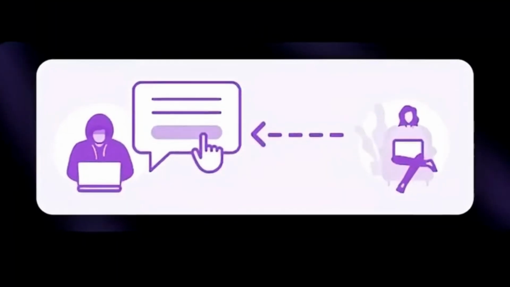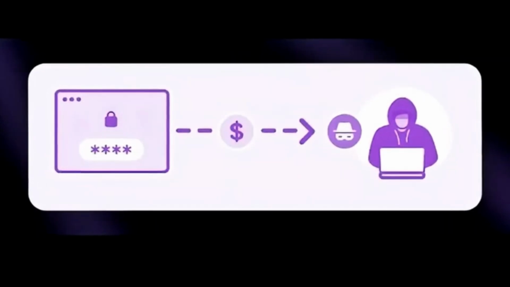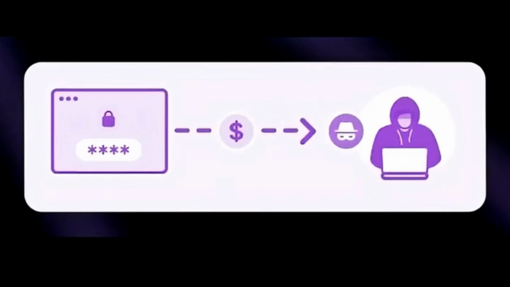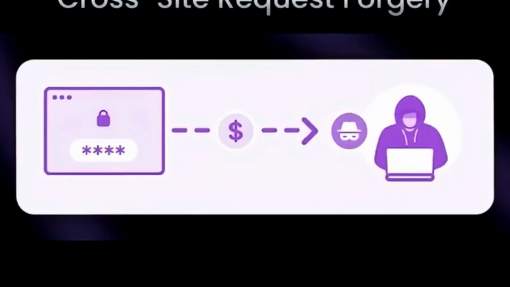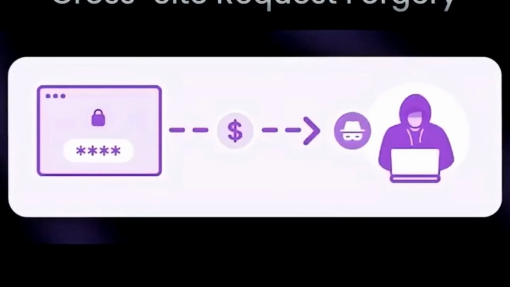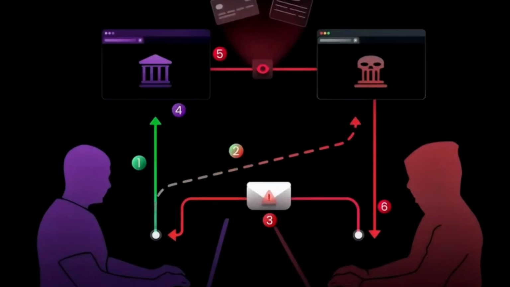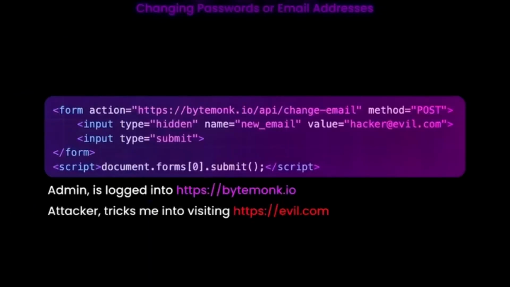The web, a place of convenience, automation, and sometimes security nightmares. Imagine logging into your bank, clicking a suspicious link, and suddenly, without you even knowing, money is transferred out of your account. Scary, right? Welcome to the world of CSRF, Cross-Site Request Forgery, where attackers trick your browser into making requests you never intended. By the end of this video, you will understand exactly how CSRF works with real-world examples and learn how to stop it before it causes damage.